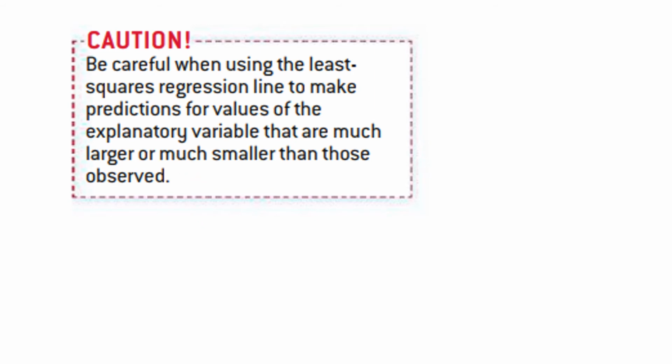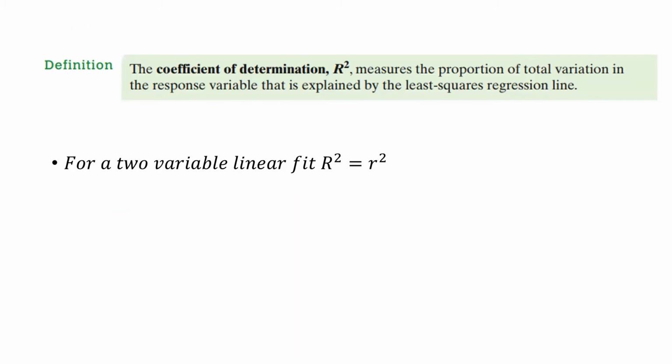And you were warned not to do extrapolation in the video, and here the way Sullivan says it is, be careful when using the least squares regression line to make predictions for values of the explanatory variable that are much larger or much smaller than those observed. Things could change and be different.